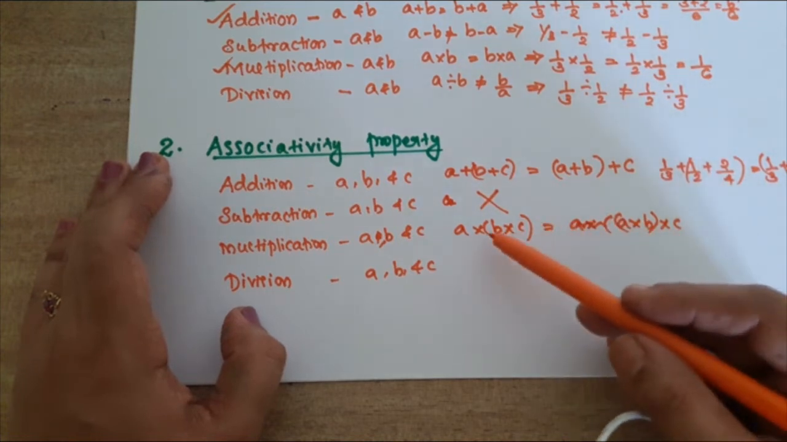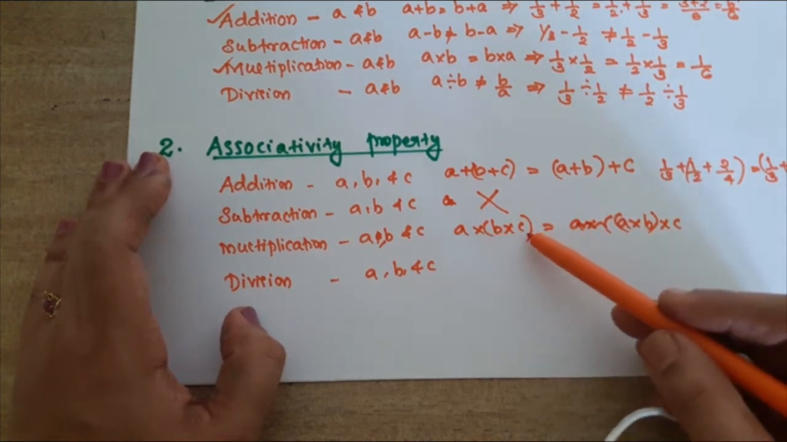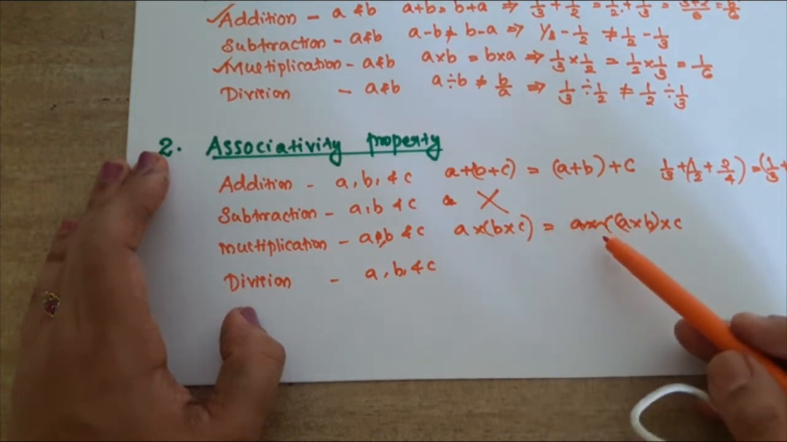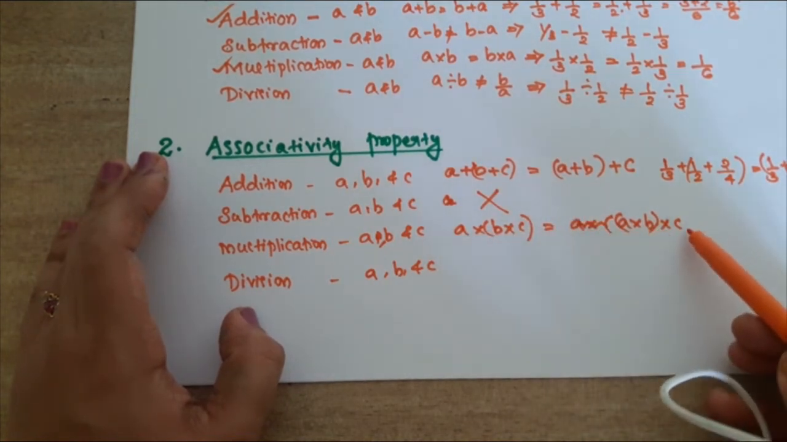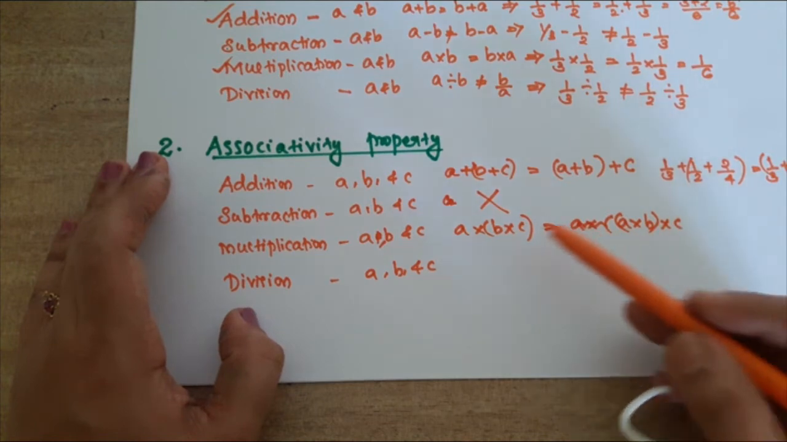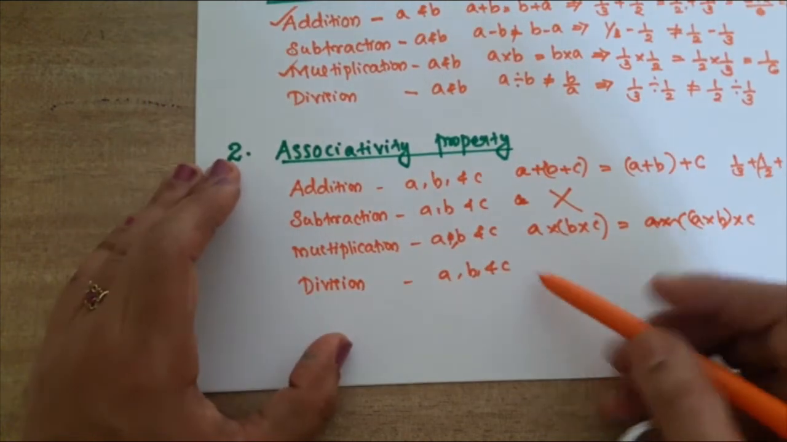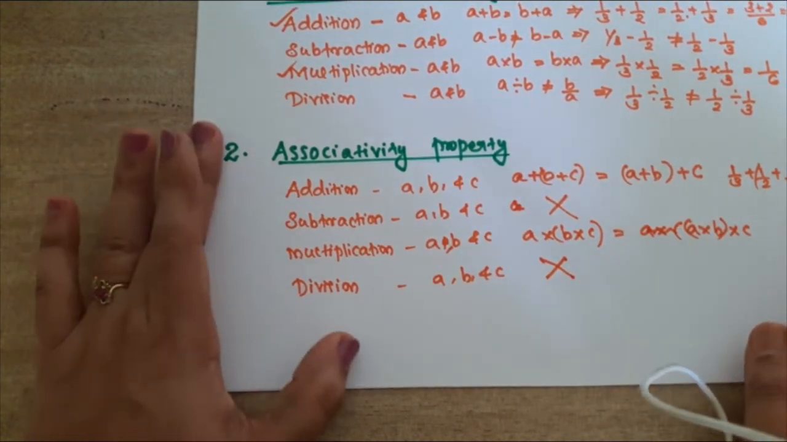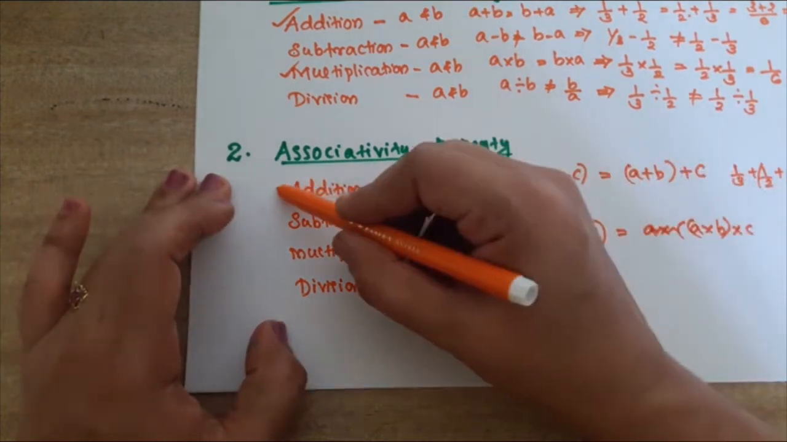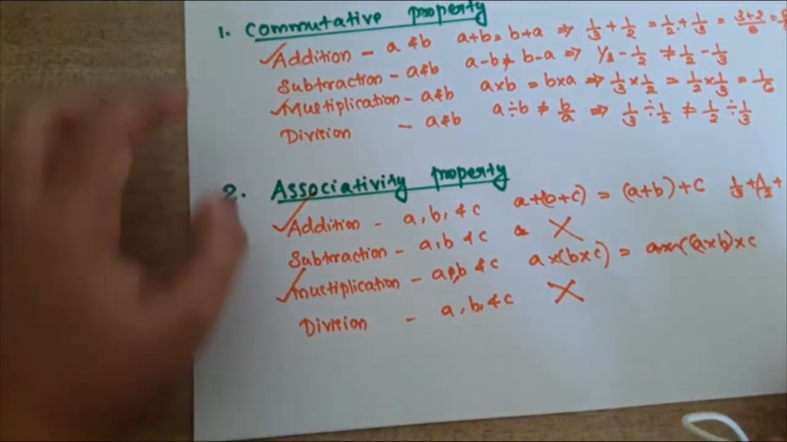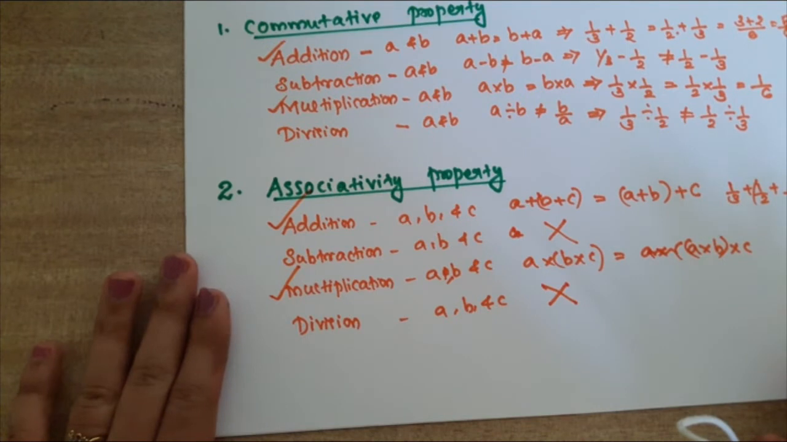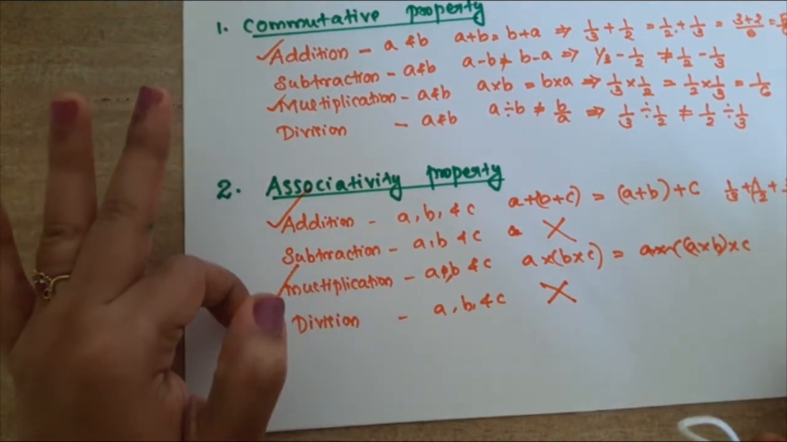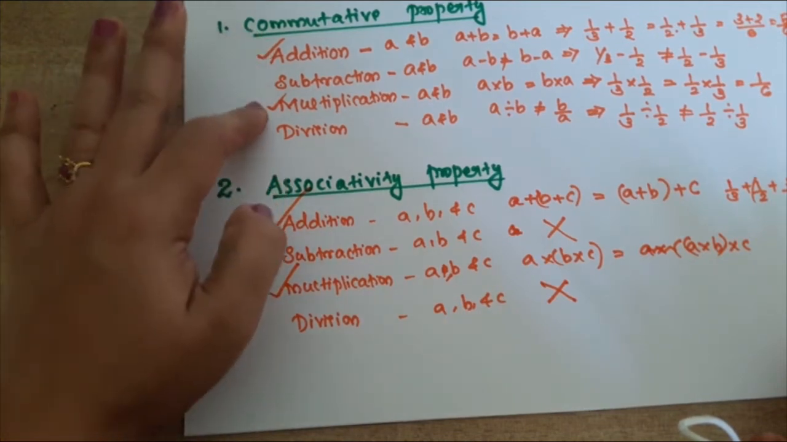The same thing: taking the product of the last two and multiplying it with the first is the same as taking the product of the first two and multiplying it with the third. This result is also the same. Then division also does not obey the associative property. The associative property is obeyed only by addition and multiplication, just like the commutative property. These are the commutative and associative properties of rational numbers. Both are obeyed by addition and multiplication.